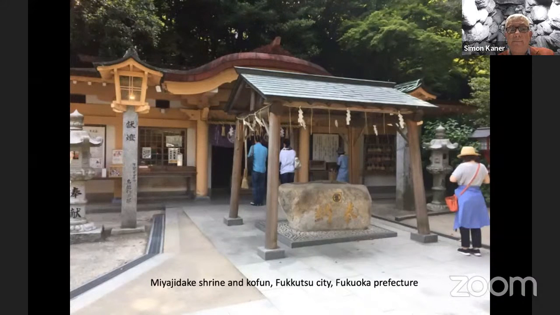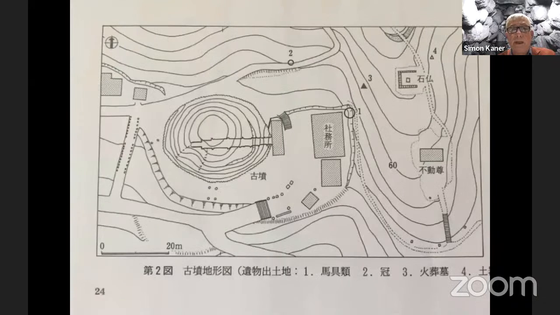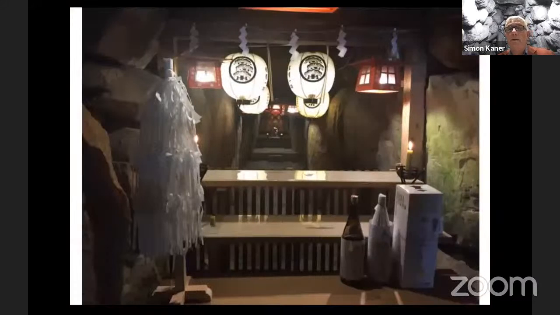Here at the Miyajidake Shrine and Kofun, here is a Shinto shrine, and actually the Kofun is just behind it. It was investigated in the late 19th century. Here we have the mound. Incredibly, inside the tomb itself, inside the burial chamber, we actually have a Shinto shrine. So here we have, entirely counterintuitively, the bringing together of the worlds of the dead and the worlds of the kami, the Shinto spirits, at this shrine.